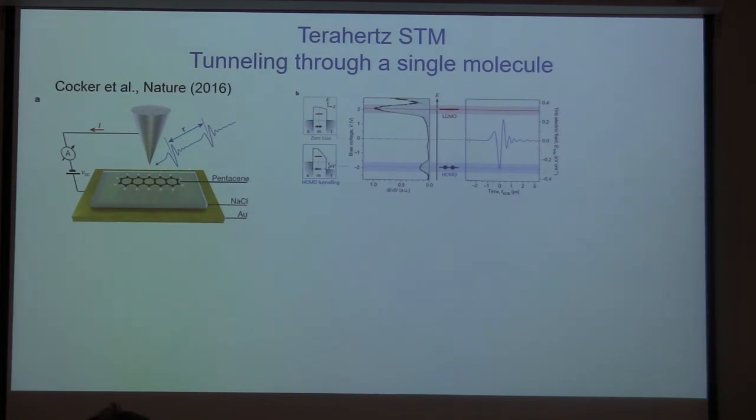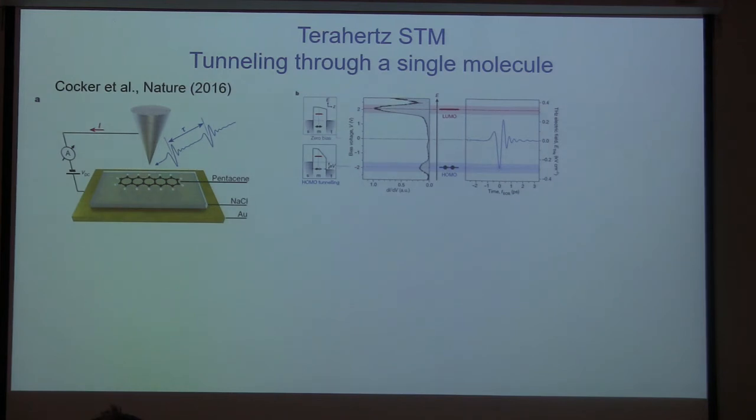And then they send in a pulse of light, and what the pulse of light does is it actually changes the energy of the tip relative to the molecule, right? So you can see that, okay, here it used to be that the chemical potential of the STM is the same as the chemical potential of the metal, right? And now we are effectively lowering it, right?